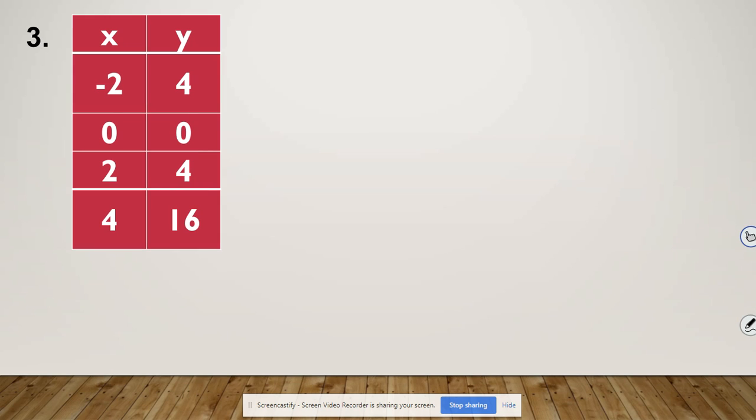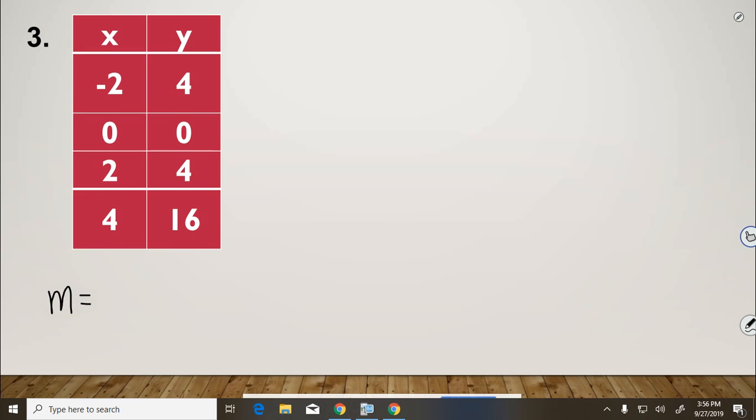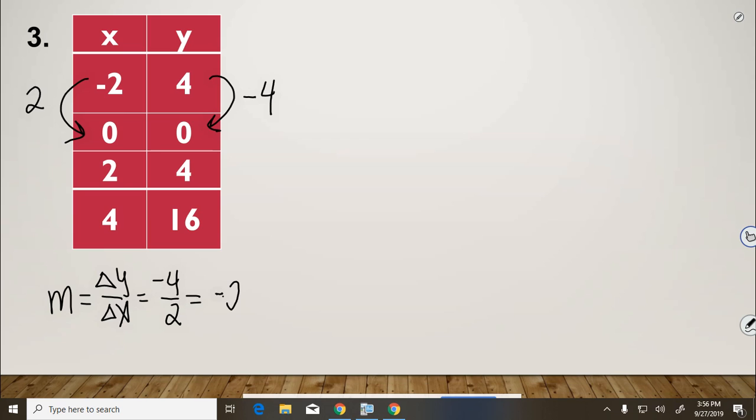Number 3. All right, so again, we got to come up with our equation. We want to start by finding the slope. So we find the change in y over change in x between any 2 points. Let's start with these two. 4 to 0 is going down 4. -2 to 0 is going up 2. So change in y over change in x would be -4 over 2 or -2.